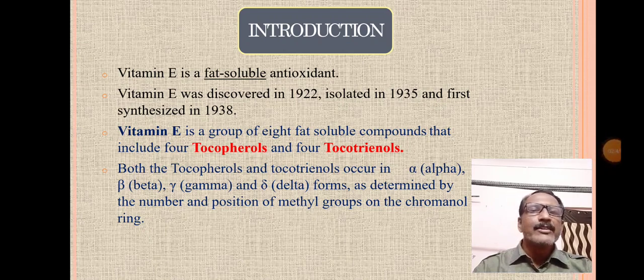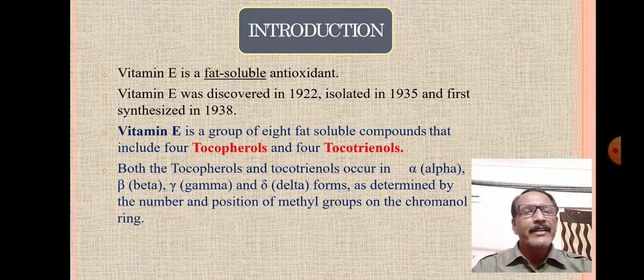Both the tocopherols and tocotrienols occur in alpha, beta, gamma and delta forms, as determined by the number and position of methyl groups on the chromanol ring. That means there are 4 tocotrienols and 4 tocopherols: alpha, beta, gamma and delta.